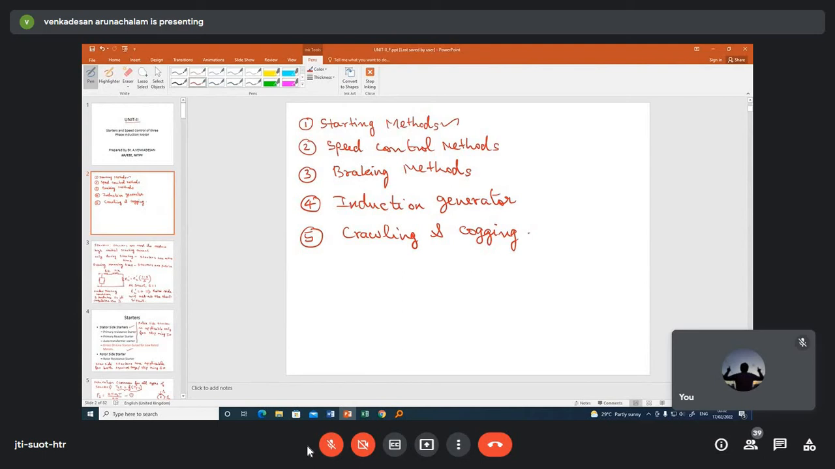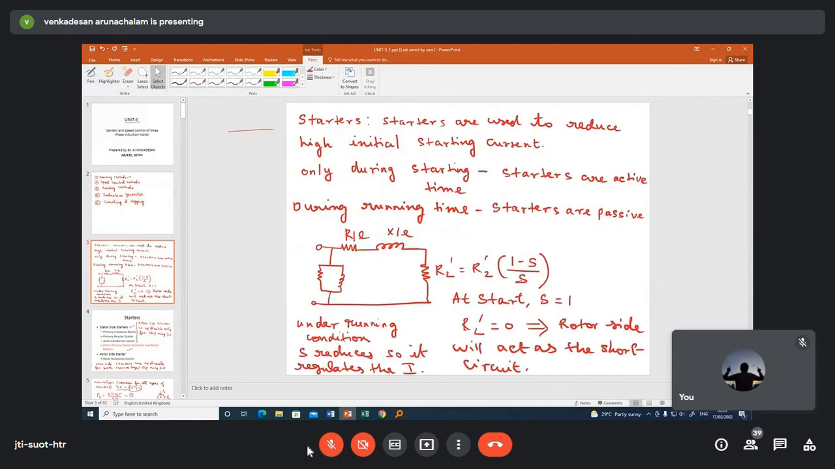Now we need to understand why the induction motor draws a very high starting current during starting. I have written here, starters are used to reduce high initial starting current. So only during starting time, starters are active. During running time of the induction motor, starters are passive. Starters are there, but they are not doing any work. Why are starters needed only during the starting time, and not during the running time? We can understand this from the equivalent circuit of the induction motor.